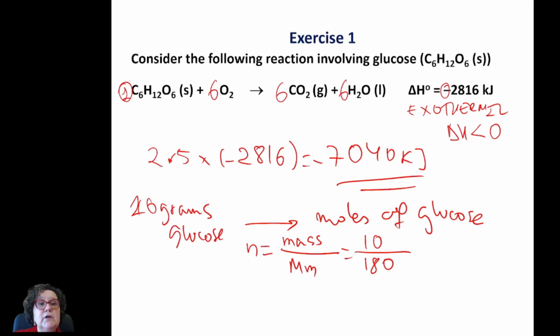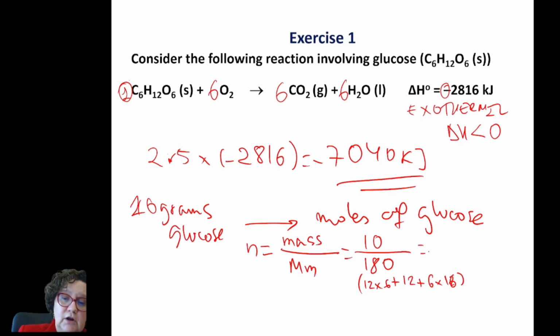Carbon is 12, and you have 6 of them. Hydrogen is 1 atomic mass unit, and you have 12 of them. And oxygen is 16 atomic mass units, and you have 6 of them. And that gives you a grand total of 180. So 10 grams divided by 180, which is the molecular mass of glucose, gives you, give or take, 7.6 times 10 to the minus 3 moles.